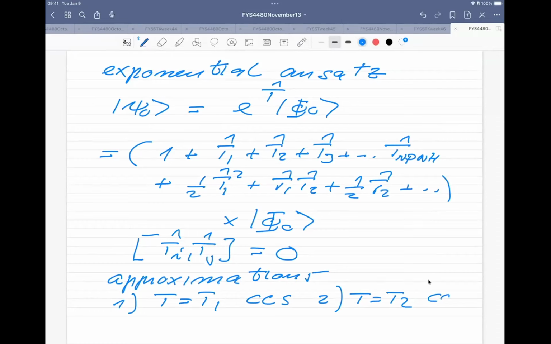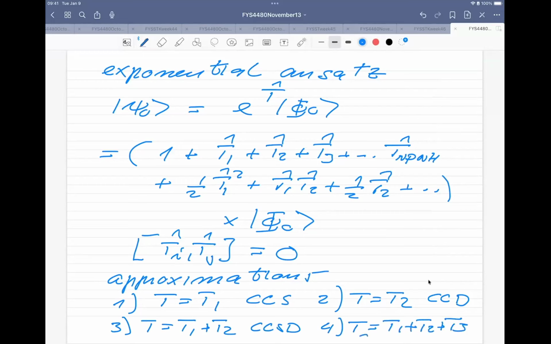So T2 is normally called coupled cluster with doubles. So this is a 2-particle 2-hole. The one which is widely used is simply to assume that T is equal to T1 plus T2. This is called CCSD, singles and doubles excitations. So we include 1-particle 1-hole and 2-particle 2-hole excitations. And finally, there's one which is T1 plus T2 plus T3, and this has the acronym CCSDT, singles, doubles and triples.